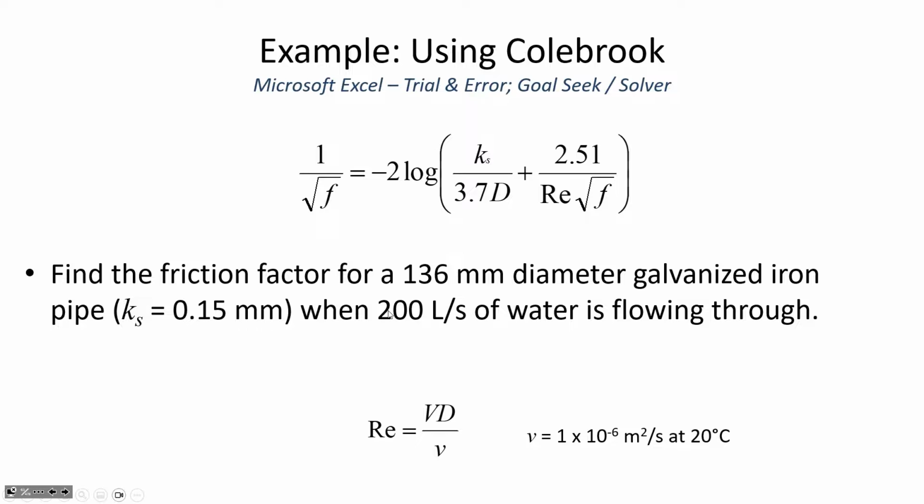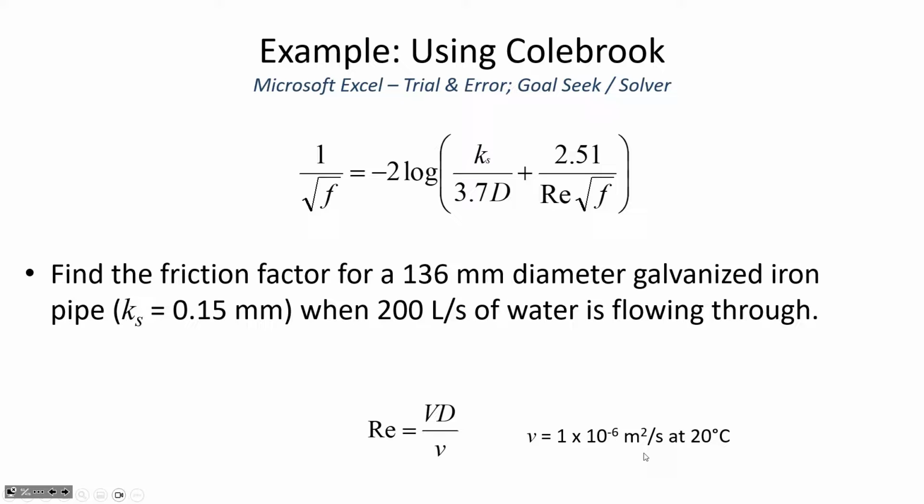So what would be the Reynolds number for these conditions? Reynolds number is the velocity times diameter divided by the kinematic viscosity. And it says here, we're just talking about standard temperature water with a kinematic viscosity of 1 times 10 to the minus 6th meters squared per second. So we have our velocity of 13.77 meters per second, our pipe diameter of 0.136 meters, and the kinematic viscosity of 1 times 10 to the minus 6th meters squared per second.